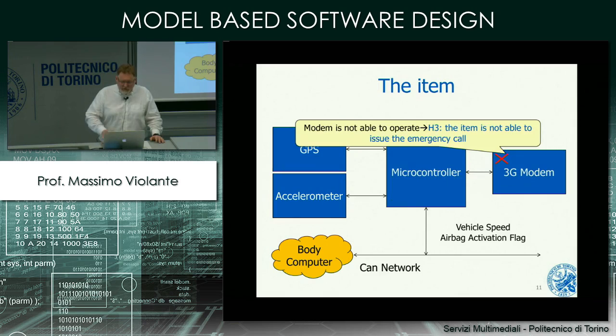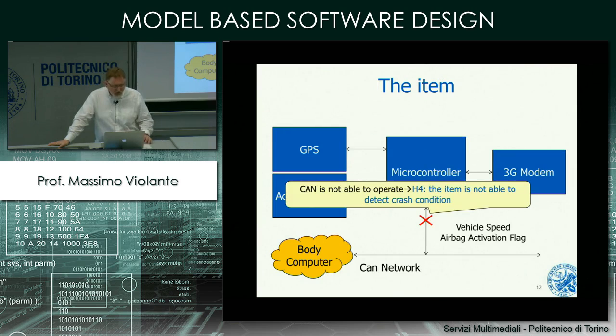Then the 3G modem: it is not able to make the phone call. So we are not able to tell anybody that we are in an emergency situation. The network could get broken. So we are not able to detect the change of the vehicle speed, nor the activation of the airbag. So we do not have inputs for running our algorithm. Question: why do we not consider a fault in the body computer?